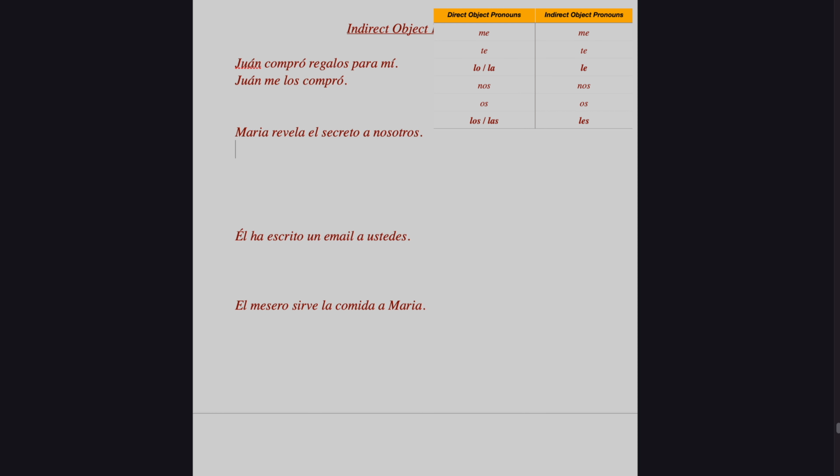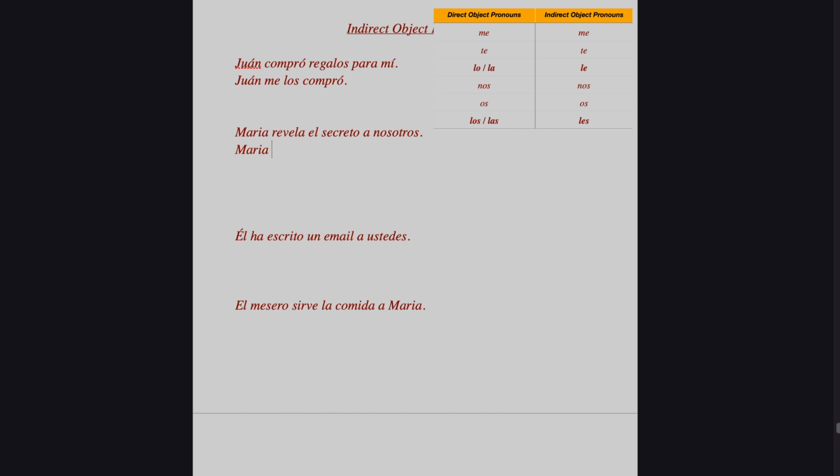So let us see the next example. María revela el secreto a nosotros. María reveals the secret to us. So what does María reveal? El secreto, the direct object. And to whom does she reveal? To nosotros, or to us. So us is the indirect object.